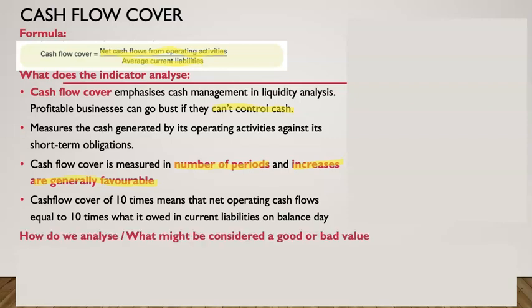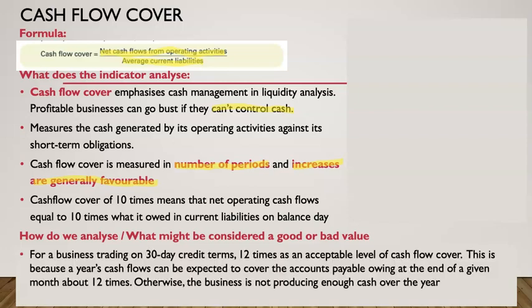So how do we analyse it? Is 10 good? It sounds pretty good when you think about it. But for a trading business on 30-day credit terms, 12 times would be seen as the minimal acceptable cash flow cover.